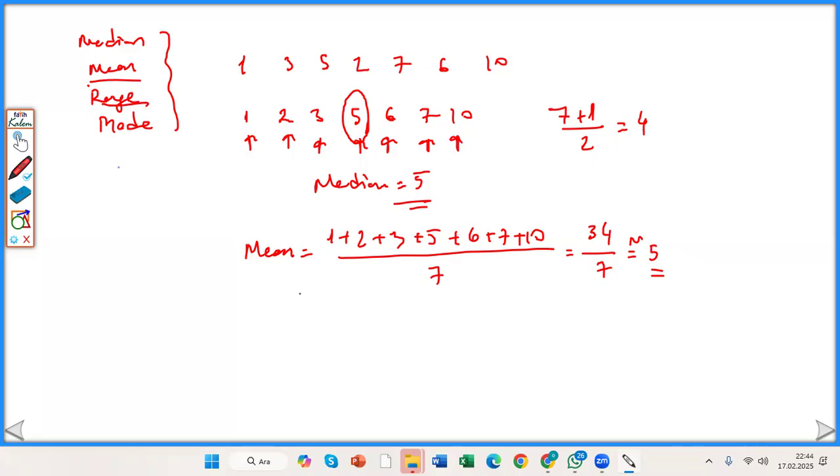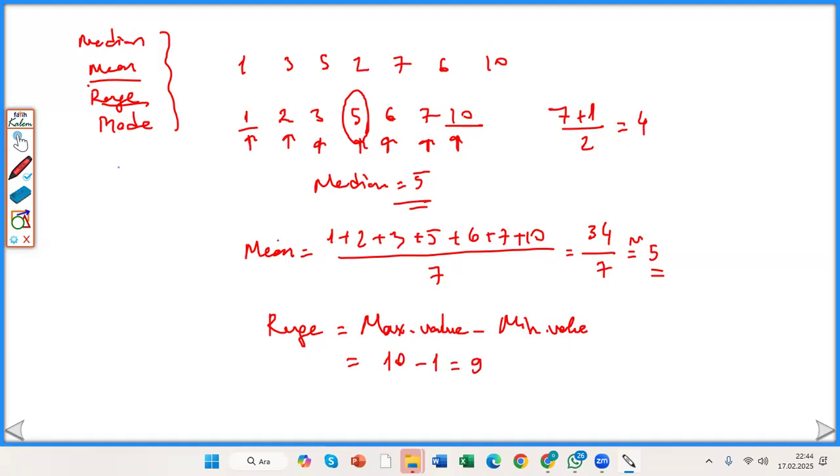What about range? Range is the difference between the maximum value and the minimum value. So when you look at the data set, the maximum value is 10 and the minimum value is 1. So 10 minus 1, 9 is the range.